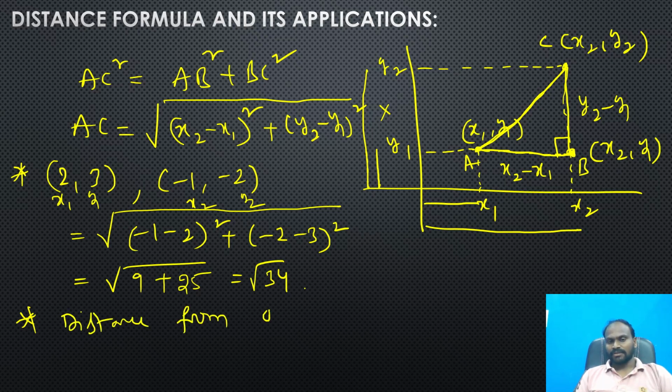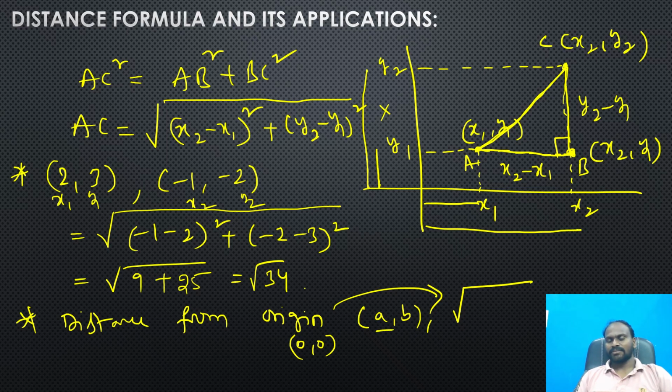So, distance from origin. To discuss distance from origin, let us say the point is some (a, b) and the origin is (0, 0). I don't know the distance between them. Directly we can say it is the square root of (a minus 0) whole square, which is a square, plus (b minus 0) whole square, which is b square. So directly we can say that it is root over a square plus b square.